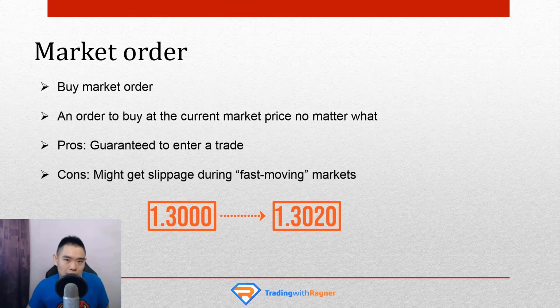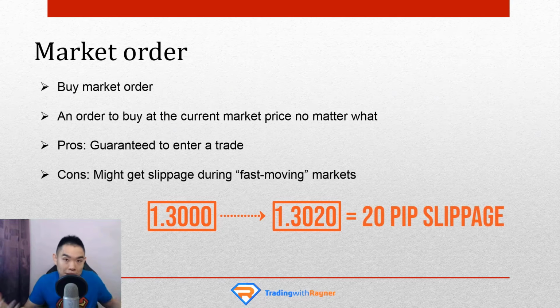So this is kind of like the downside to using market order because of this slippage. So instead of buying at 1.3000, you end up buying at 1.3020. A slippage of 20 pips. So in other words, you're paying 20 pips more than you expected. Okay, so this is a market order.